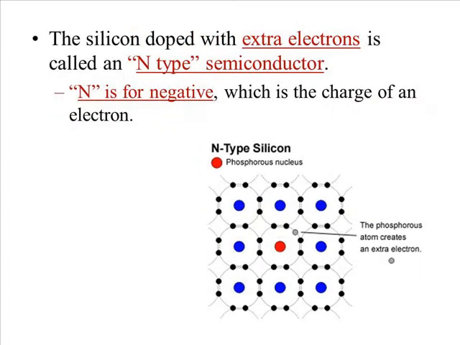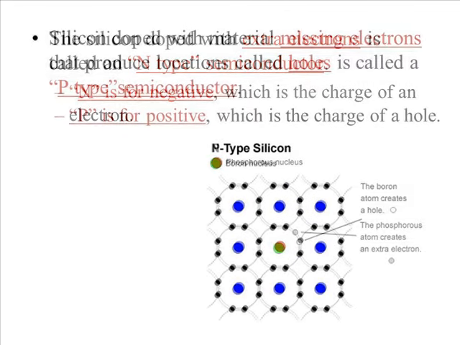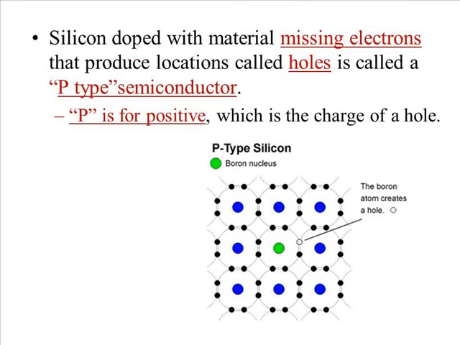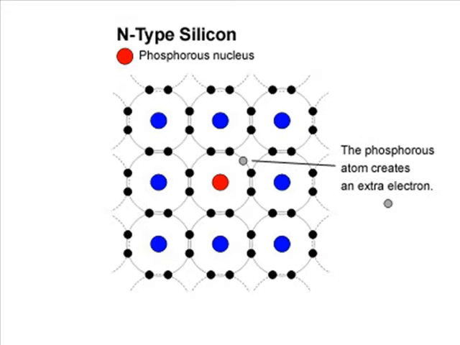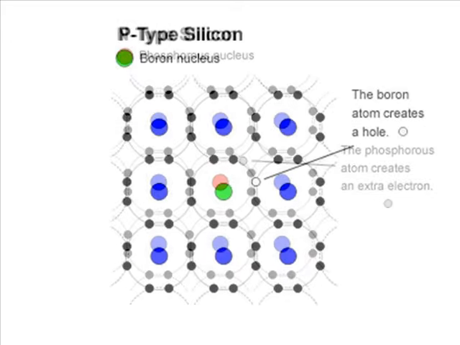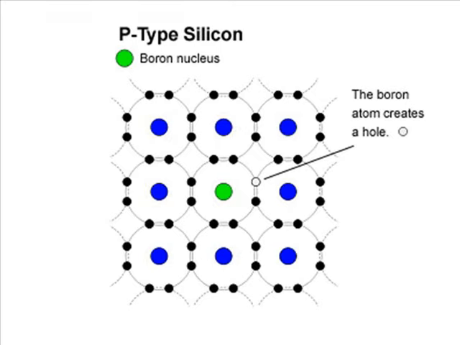So you have an N-type conductor, N for negative, extra electron. The P-type, which is positive, which is the boron, which is the hole, and the positive charge pulls the electrons towards it. Pure silicon. N-type, extra electron. P-type, positive hole, where electrons can move in.